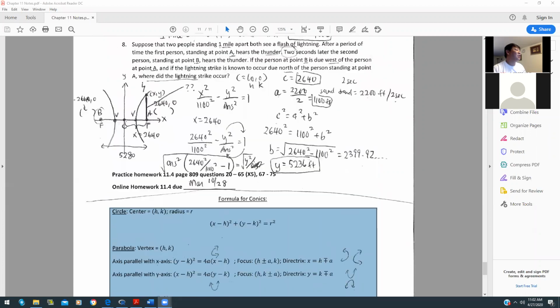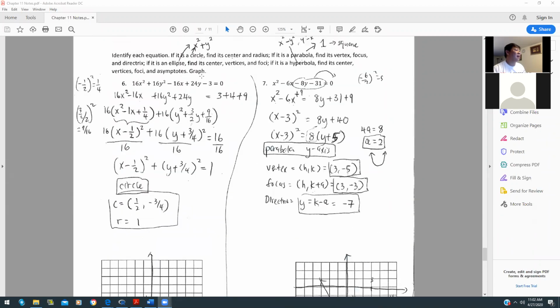Mostly what you see from chapter 11 on your test is like question 6, question 7 on 11.4. I will just give you an equation and you have to identify it. If it's a circle, you find the center and radius. If it's a parabola, you have to find the vertex, focus, and directrix. Ellipse, you have to find the center, vertices, and foci. Hyperbola, you have to find the center, vertices, foci, and asymptotes, and you graph it. So you will get this kind of question on test 4, the last test.